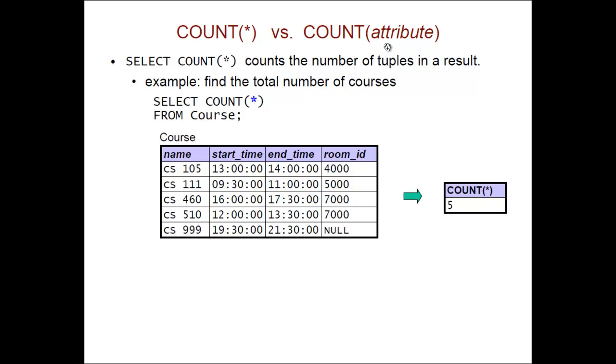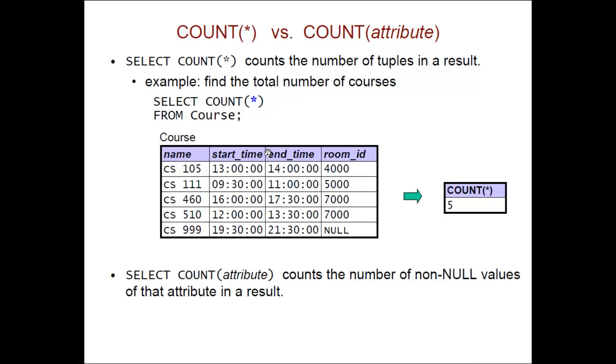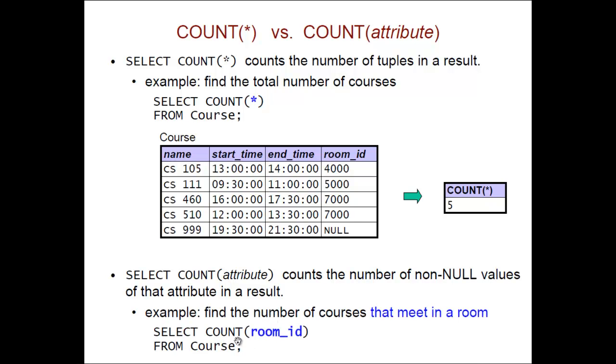If, however, I specify a particular attribute inside the parentheses of the count, instead of saying count star, then I'm going to focus on that attribute, and I'm going to count how many values are not null in that column. And so, for example, if I say select count room ID, then I'm going to take this room ID column. I'm not going to count the null, and so my count will no longer be 5, it will only be 4, because there are 4 non-null values. And so this would allow me to count the number of courses that meet in a room.